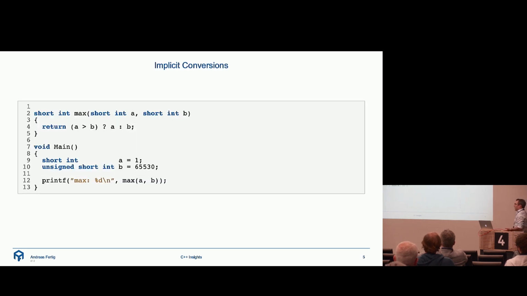Another example is this program. Short program, it implements a max function that returns the greater value of either a or b, and then prints that out with a printf. Question number 1. What is the output of this program? Guesses? 1. Exactly. 1 is the output of this program, because we are looking at integer promotion and implicit casts.